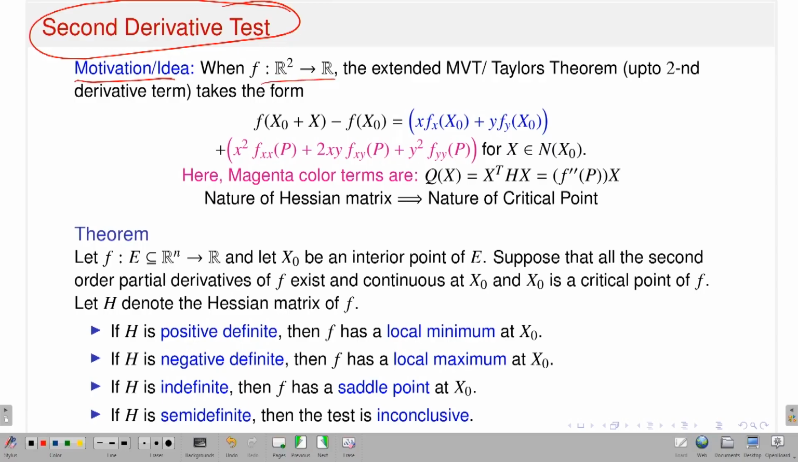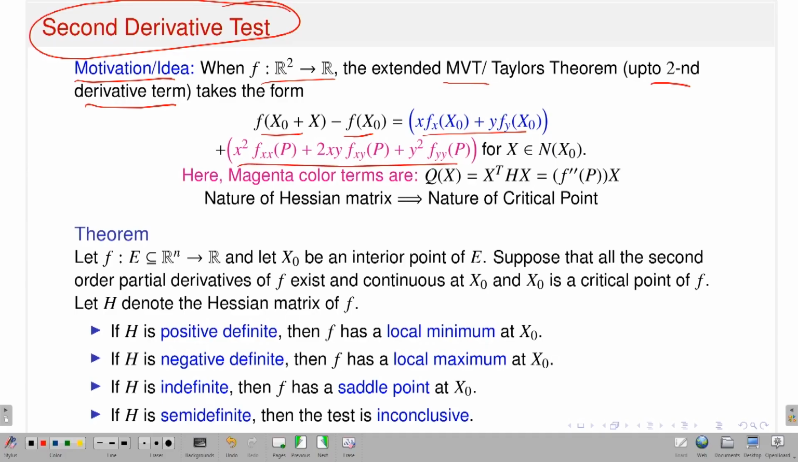If I have a map from R2 to R, then I already discussed the extended mean value theorem, or Taylor's theorem, up to the second derivative term. That means f of x naught plus x minus f of x naught can be written in terms of first order and second order partial derivatives. This is the first order partial derivative term, that is, x times f_x at x naught plus y times f_y at x naught, and then you will have the second order partial derivative term, that is, x square f_xx plus 2xy f_xy plus y square f_yy.